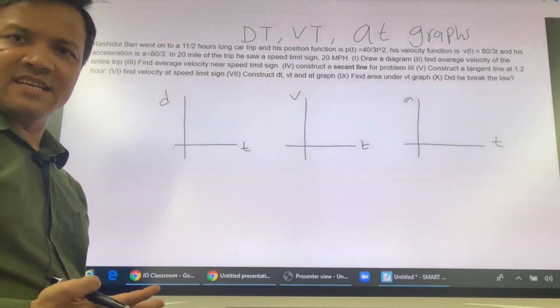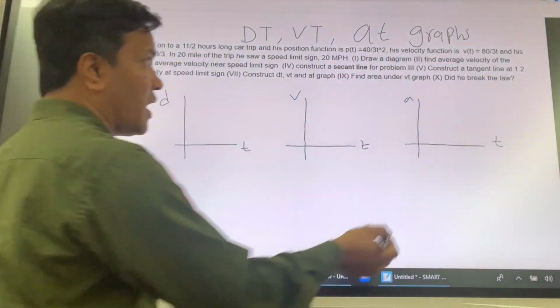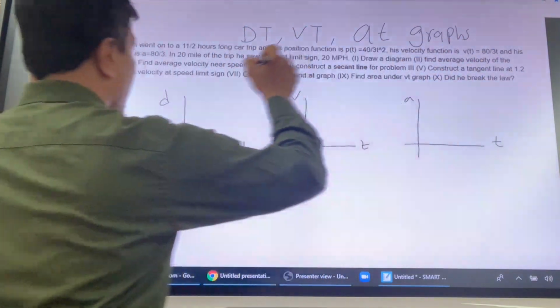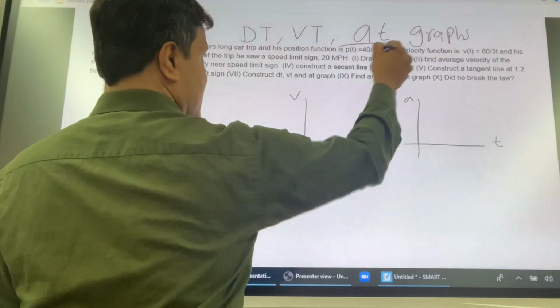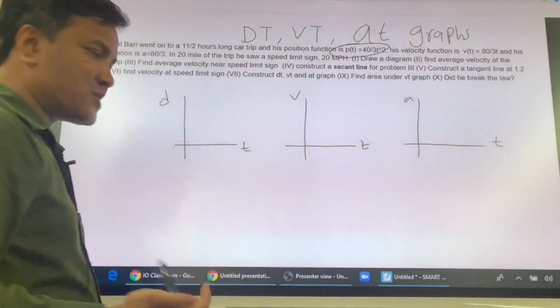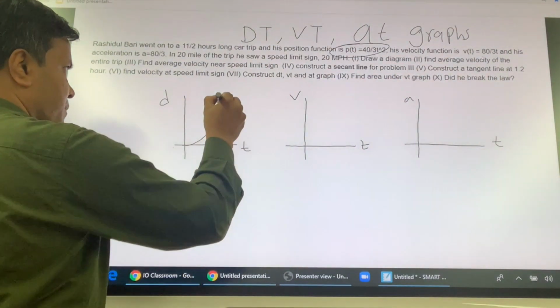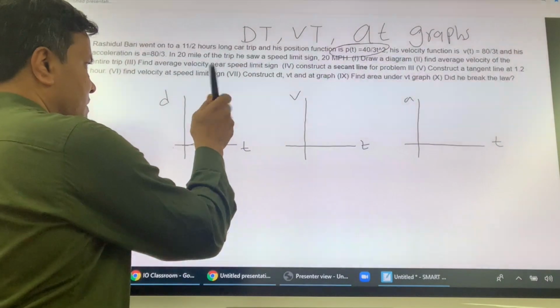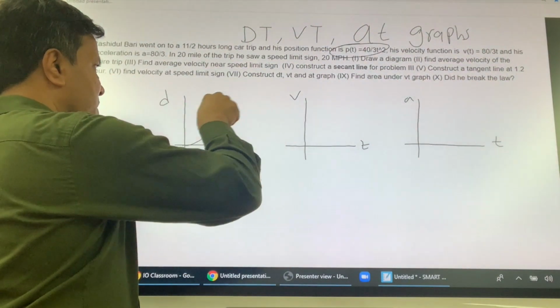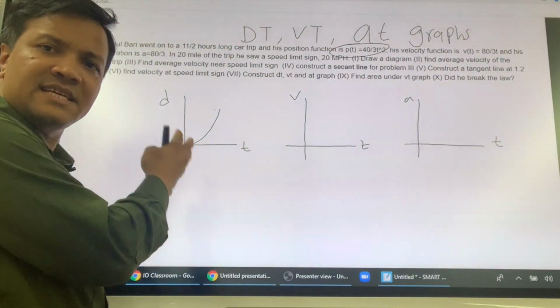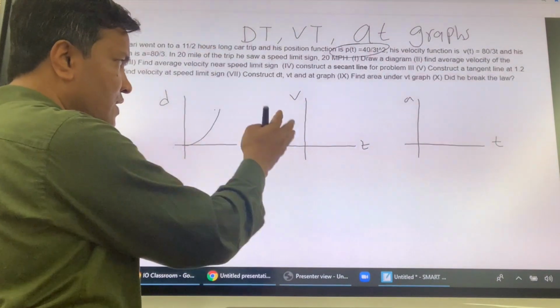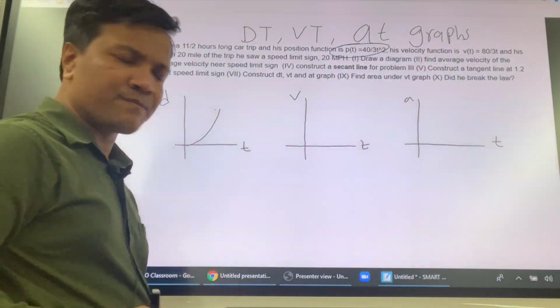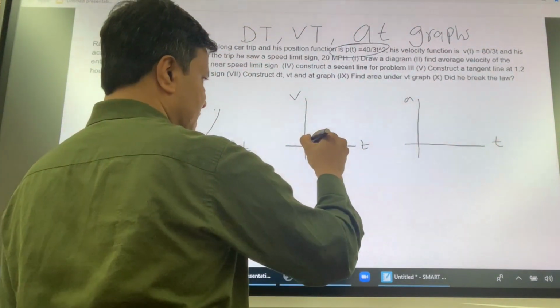So this d(t) graph would be quadratic. Why? Because the position function is a second degree polynomial, so it has to be quadratic. As I told you many times, hopefully you remember, if d(t) is quadratic, v(t) has to be linear increasing. So it should be linear increasing.